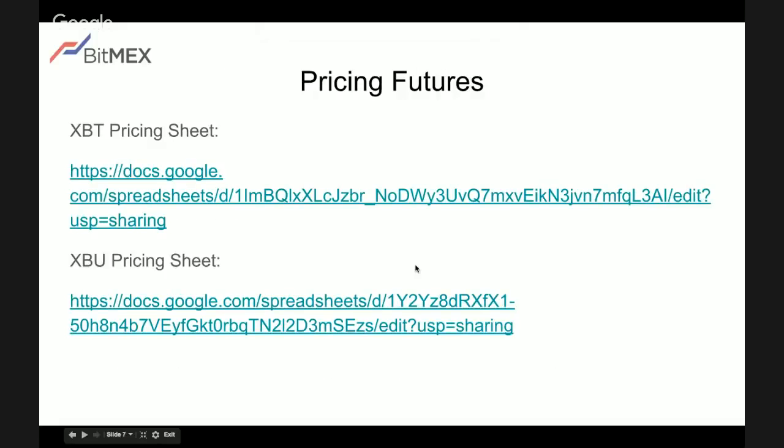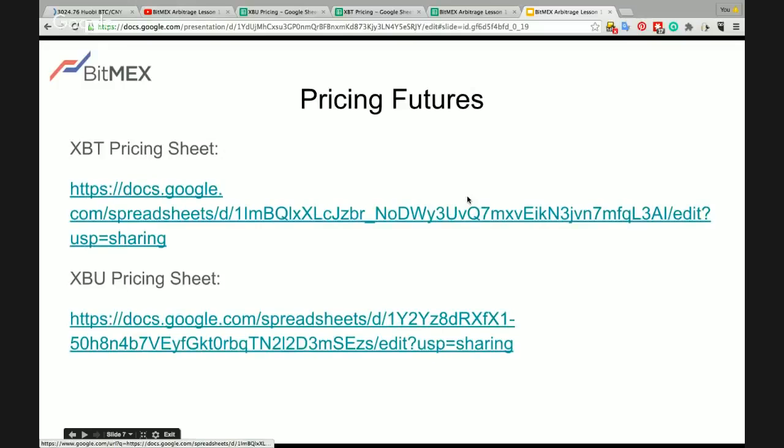Now we're going to move on to the pricing spreadsheets that I have. We have an XBT pricing spreadsheet for Quanto futures contracts and an XBU one for inverse. I'll focus on the XBT pricing sheet first.